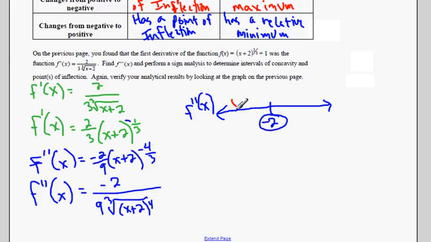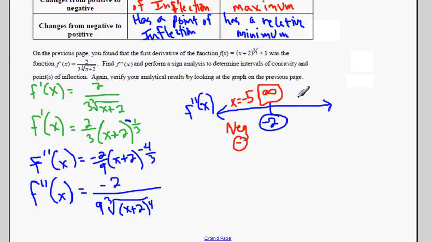So let's now pick a number a little bit less than negative 2. I'll pick negative 5. What do I get? Negative 5 plus 2 is negative, to the fourth power is positive, cube root is positive, times 9 is positive, but then negative 2 divided by that positive number is going to be negative. And we just said this is going to be undefined right here.